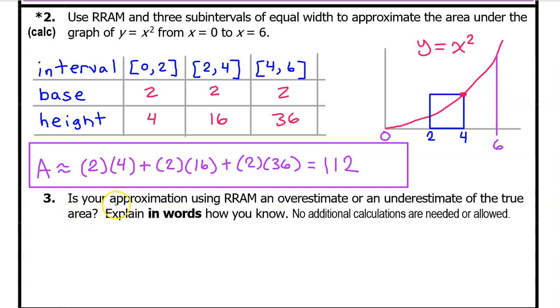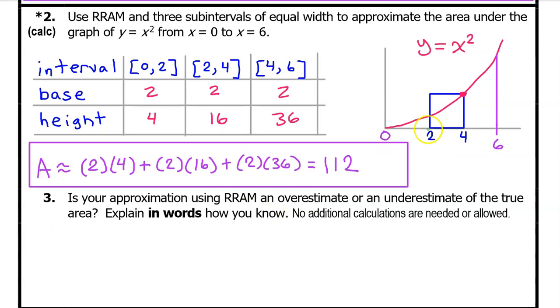Number 3, is your approximation using RRAM an overestimate or an underestimate of the true area? Explain in words how you know. I drew a roughly accurate sketch of y equals x squared, so we can easily see that a right rectangle is including this extra area that is not under the curve. So the RRAM is going to give us an overestimate.